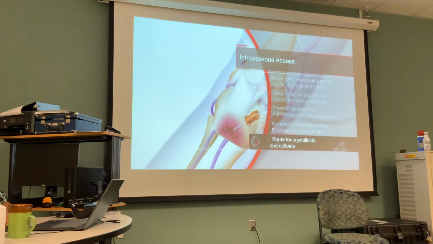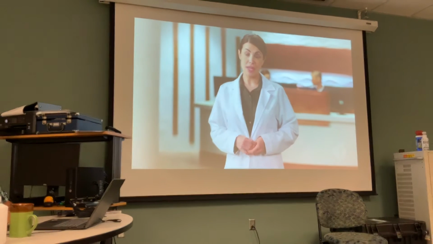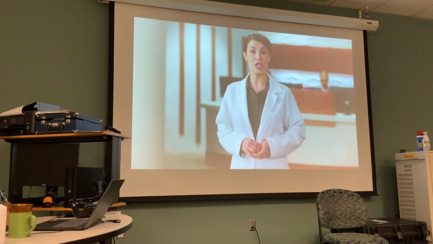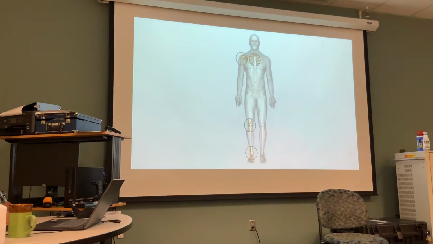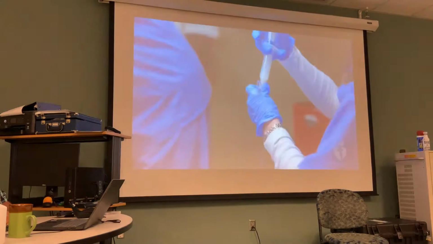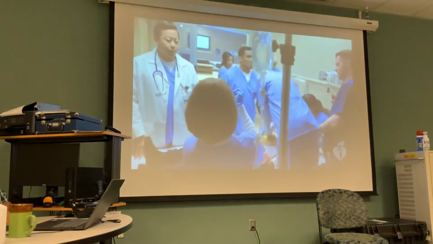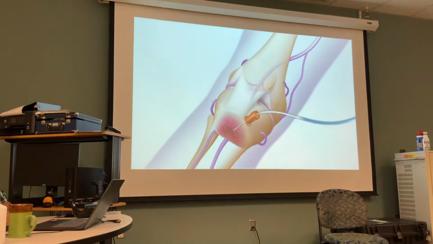IO access also provides an alternative route for the administration of crystalloids and colloids. Many sites are appropriate for IO infusion. See your device-specific instructions for a list of approved sites. For adults and older children, the most common sites include the proximal tibia, the humeral head, the medial malleolus, and the sternum.